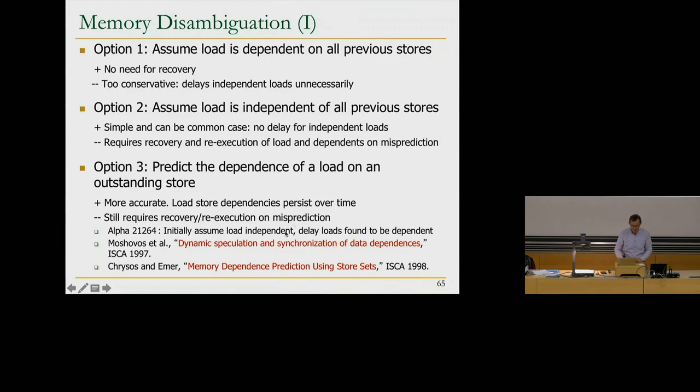And there are some very interesting papers. For example, the Alpha 21264, if you read this optional reading, you will see that whenever it executes a load, initially it assumes that the load is independent. It figures out if it's right or wrong. If it's wrong, the next time it says, I'm not going to assume that it's independent, I'm going to assume it's dependent. So it basically learns over time a little bit.